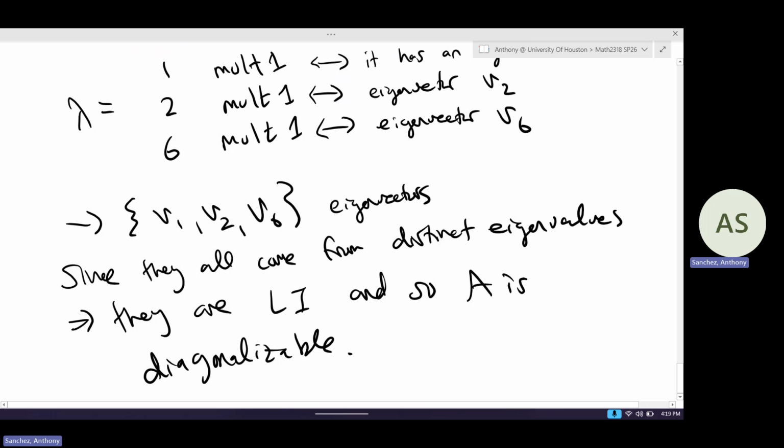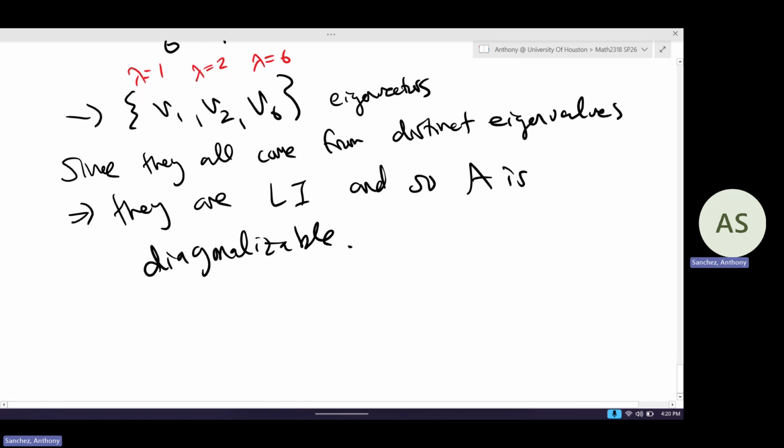This notably didn't happen in our last example, right? In our last example for 3 by 3, we had two eigenvalues, namely lambda equals 1 and lambda equals 2. And in the lambda equals 2 case, we had to check by hand whether the matrix of eigenvectors was invertible or not. In this case, by virtue of them coming from different eigenvalues, 1, 2, and 6, I get to just use a theorem to say that they're all going to be linearly independent, and as such, A is diagonalizable. Okay? So that's nice. It's sometimes nice when the theory takes over and you don't have to do any thinking.